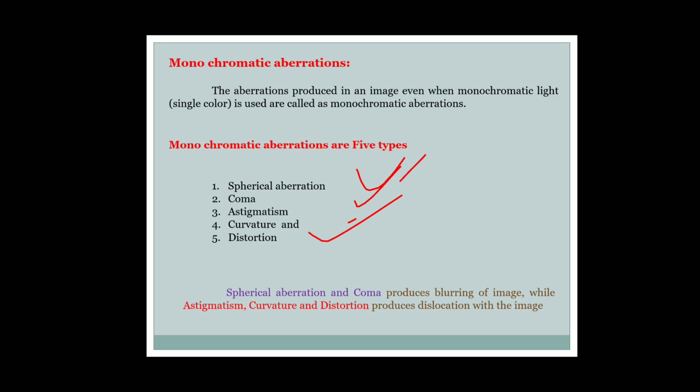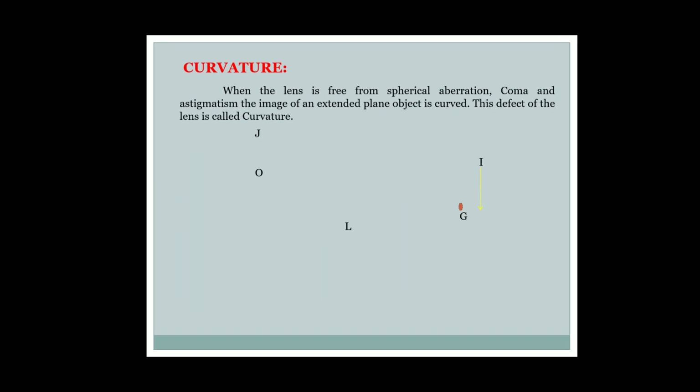We know spherical aberration and coma produce blurring of images, while astigmatism, curvature, and distortion produce a dislocation of the image. In the case of spherical aberration, coma, and astigmatism, we take a point object only. In spherical aberration, the point object is placed on the principal axis of the lens. In coma, the point object is slightly away from the principal axis. In astigmatism, the point object is very far from the principal axis. In all these cases, the image is not a perfect image.